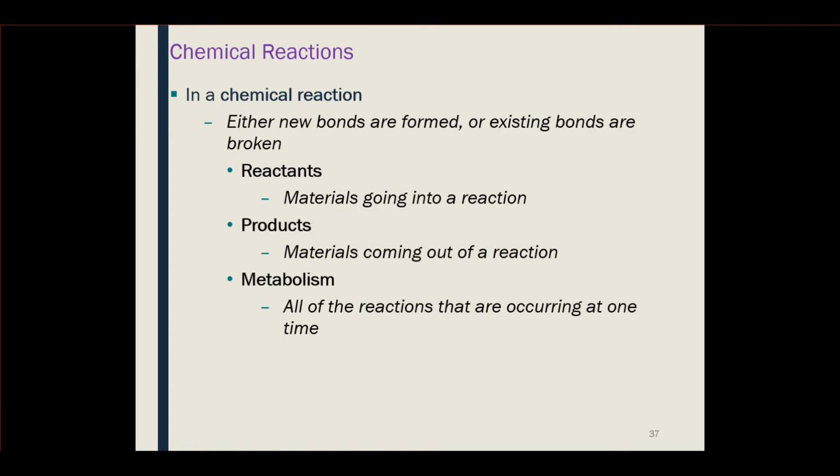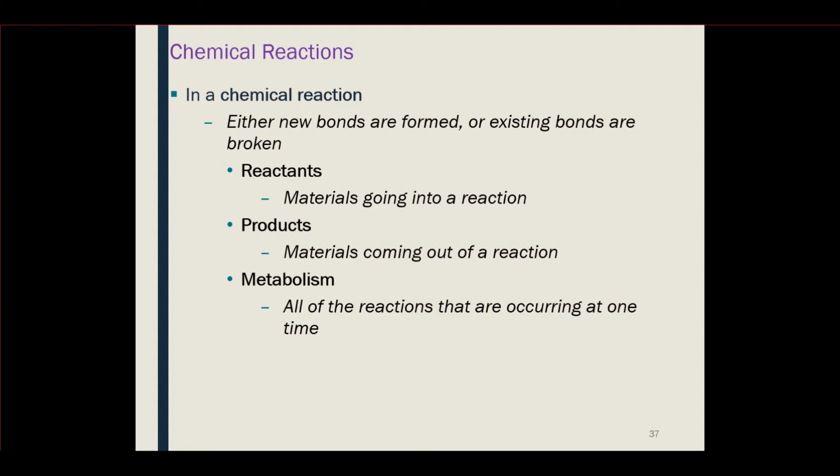So let's begin by looking at chemical reactions. In a chemical reaction, one of two things is happening. Either new bonds are being formed, like we're making something, or existing bonds are being broken down. Just think about digestion, maybe, where we're going to break down foods. So in chemical reactions, either new bonds are formed or existing bonds are going to be broken.